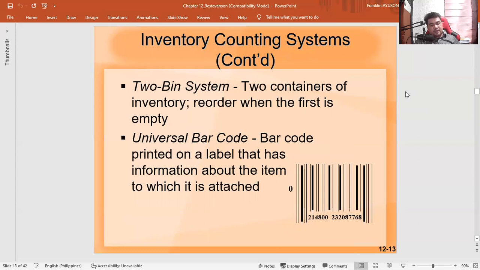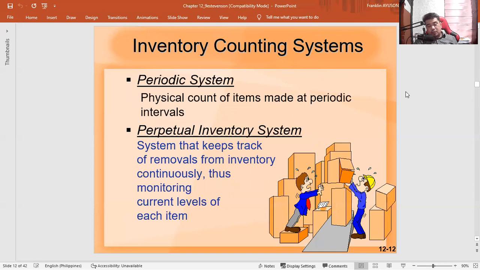Okay, another type of inventory system is what you call the two-bin inventory system, or the two-bin system. From the word two-bin, it means two containers of inventory. Reorder when the first bin is empty. So, halimbawa, may dalawang box tayo ng inventaryo. Pag naubos yung isang box, gagamitin natin yung isang box, that would be our reorder point. So, unlike periodic, kung kailan lang periodic mo nakita na kulang yung inventaryo, be it weekly or monthly or quarterly, at saka ka lang magre-reorder.